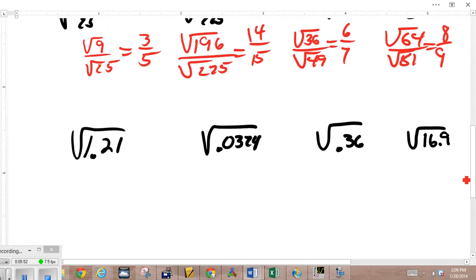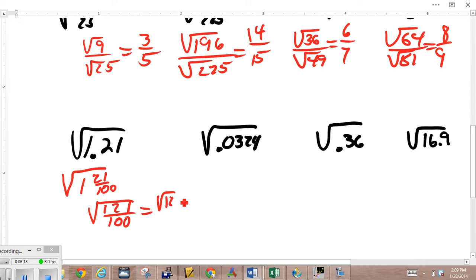Down here, decimals. Well, decimals are fractions, okay? 1.21 is 1 and 21 100ths, which becomes an improper fraction as 121 over 100, which now, by rules of our radicals, becomes the square root of 121 over the square root of 100. So that becomes 11/10, or if you prefer, 1.1.